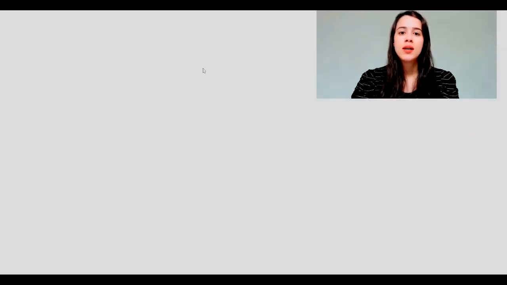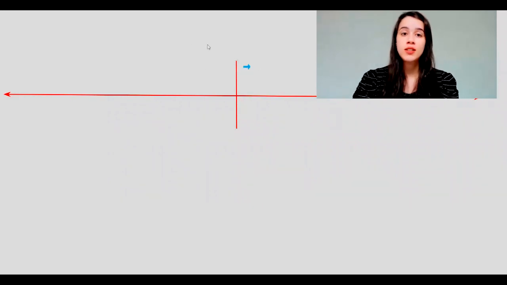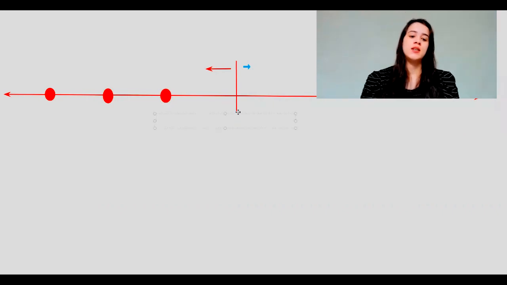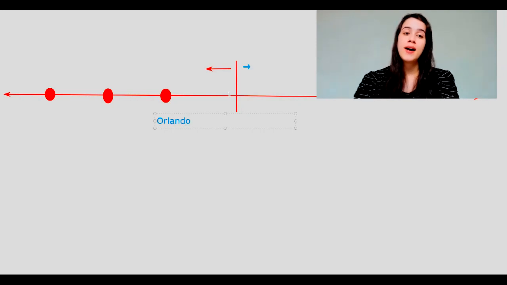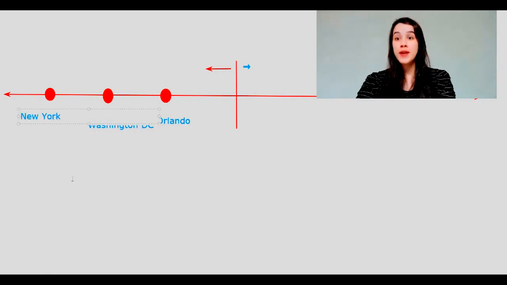So I'll share my screen here with you, and I'll draw a timeline so you can understand what I'm talking about, okay? So let's say that this is a timeline, and here's present, and one side is the future here, and the other side is the past, okay? So here in the past, do you remember, let's say that some actions happened. So I traveled to United States and I visited Orlando. I visited Washington, D.C. And I also visited New York. Okay, so we have 3 actions.